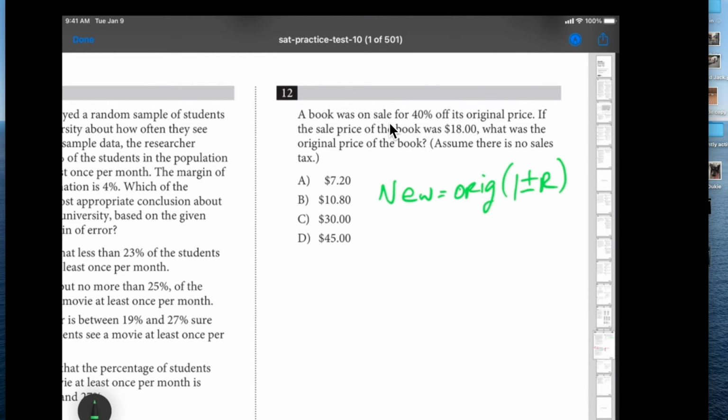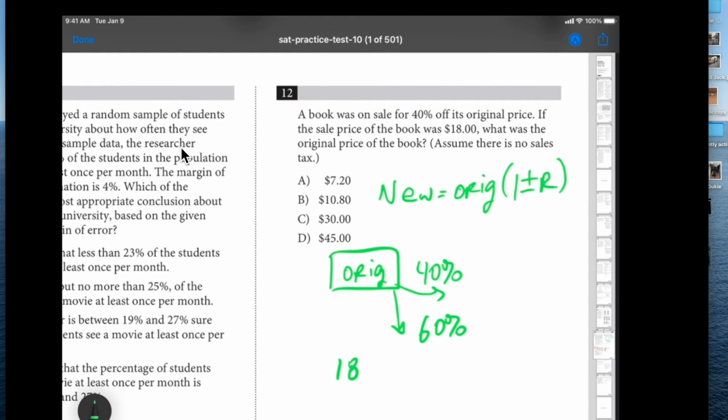All right, so it was on sale for 40% off its original price. So if you have the original price here and you take 40% off, what's left? 60% of the original price. They tell you that the final price, or the sale price, of the book was $18. So that's going to be the new price. The original price we don't know, let's call that X. But we do know we're looking for 60% of that original price. So whatever X computes to, that's going to be our answer.